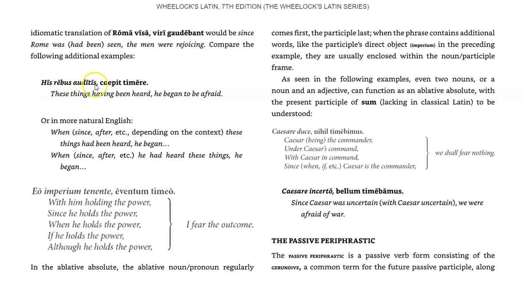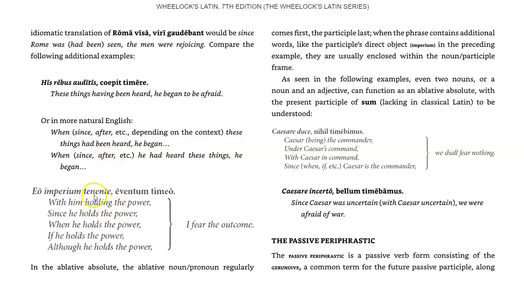But because the participle is a second declension ablative ending, we translate or read it using the past tense in the passive. So you can see our translation here is these things, rebus referring to things, these things having been heard, he began to be afraid. But here, as I noted earlier, the book says this is probably what we would say in English, but then again, you have to determine which conjunction to use based on the context and then go from there.